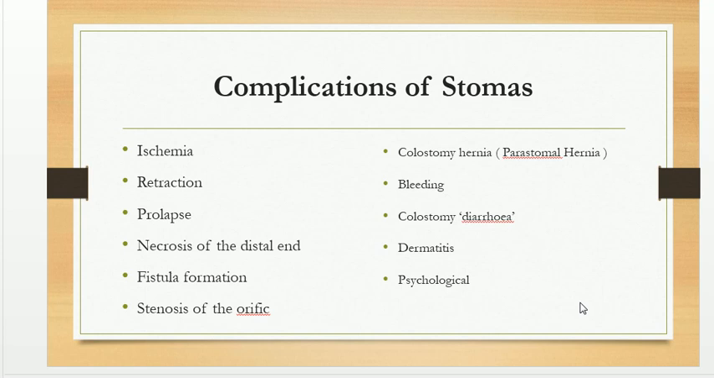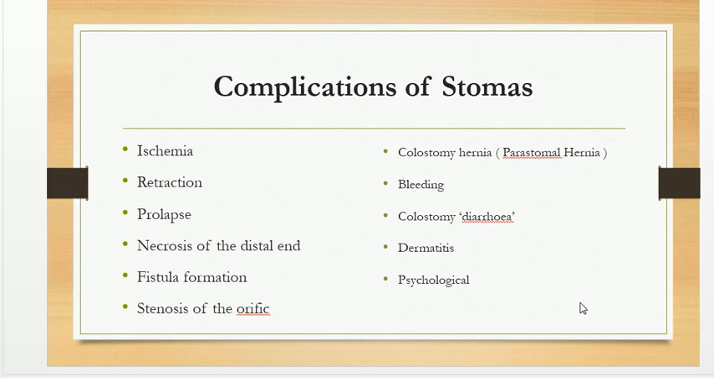Another aspect of stoma is the different complications of stoma. One complication which can occur with stoma is ischemia. As I told you, when we bring the ileum or the colon outside as ileostomy or colostomy, it should be tension free. It should be well vascularized. So ischemia is one complication. The stoma becomes gangrenous, ischemic. Another complication is retraction. If it's not properly mobilized, there is tension on the stoma, then it will retract. Retraction of stoma is another complication.